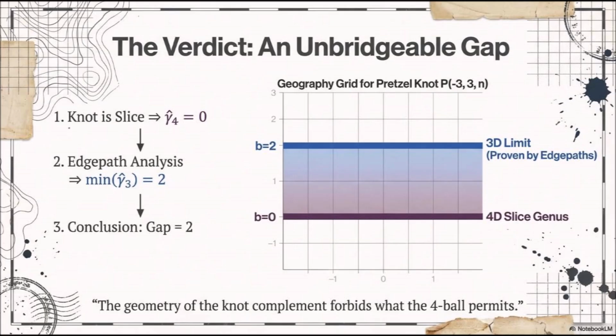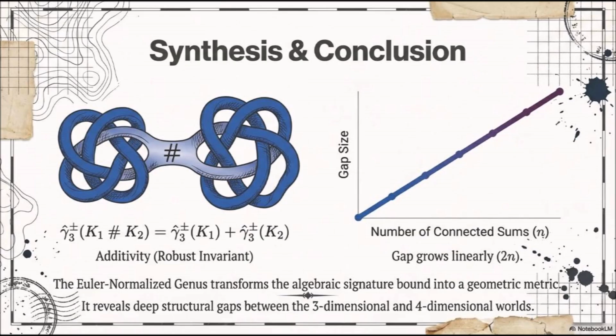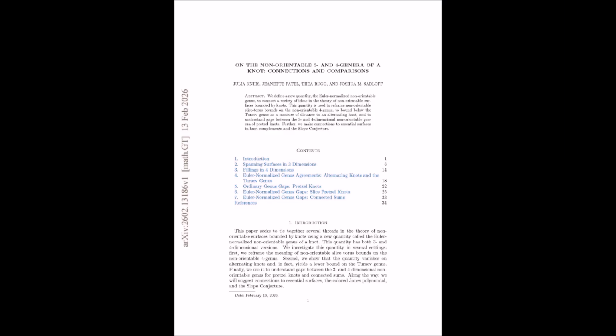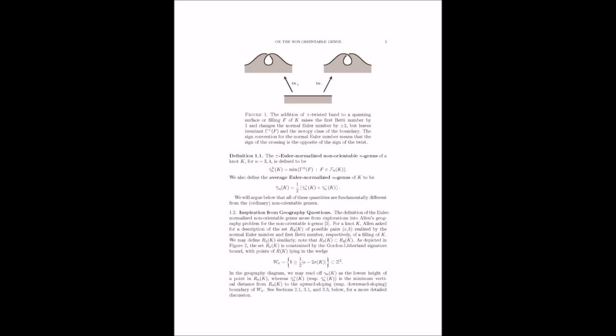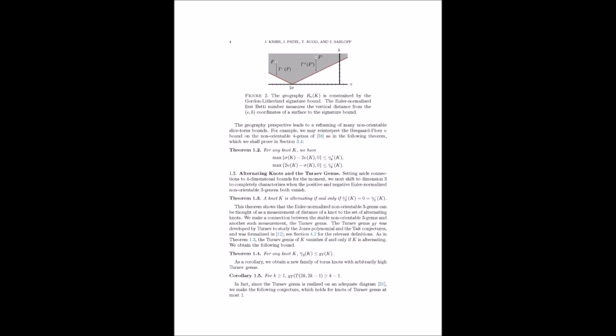Let's do it. The abstract opens by telling us exactly what they're doing. The very first sentence reads, "We define the Euler-normalized non-orientable genus of a knot and show that it connects a variety of ideas in the theory of non-orientable surfaces bounded by knots." Right. And connect is really the key word there, isn't it? Usually in knot theory, you have these invariants that work well in 3D, like the cross-cap number, and then you have different invariants that work in 4D, like the slice genus. Right. They live in their own worlds. Exactly. And these authors are proposing a quantity that exists in both worlds and, more importantly, allows us to compare them directly.